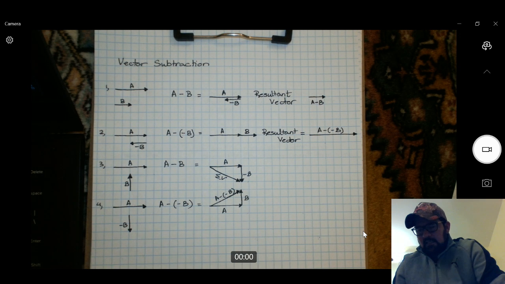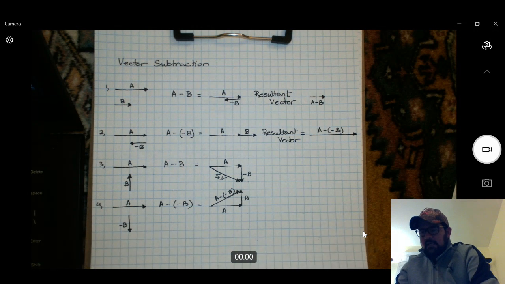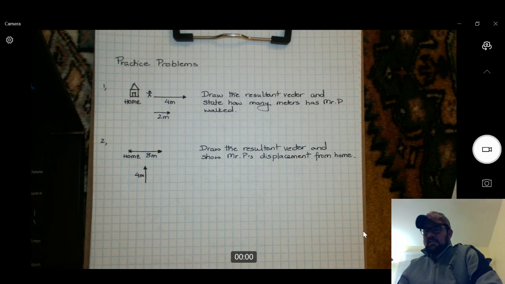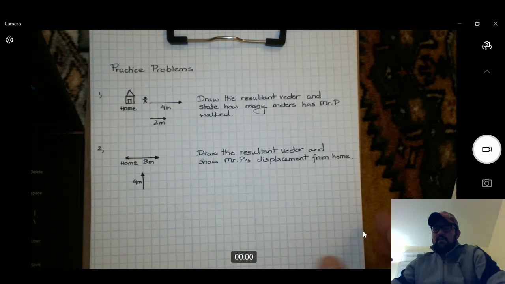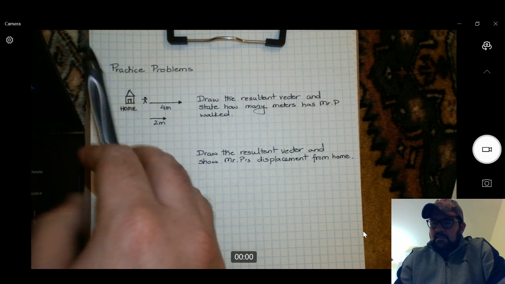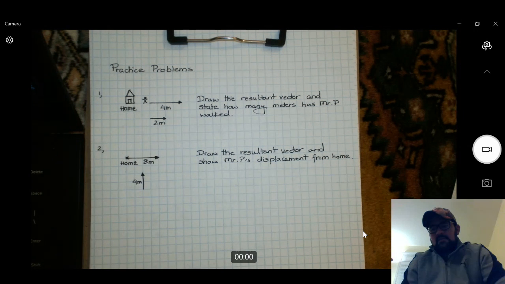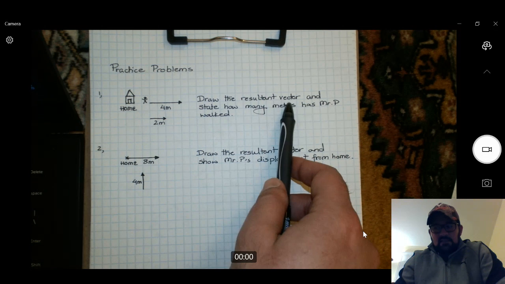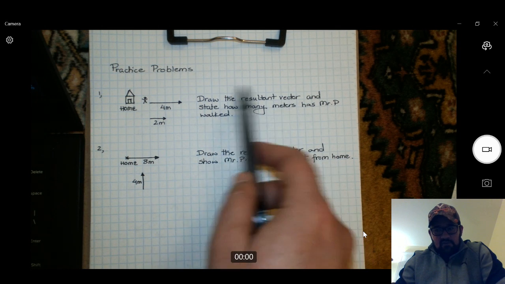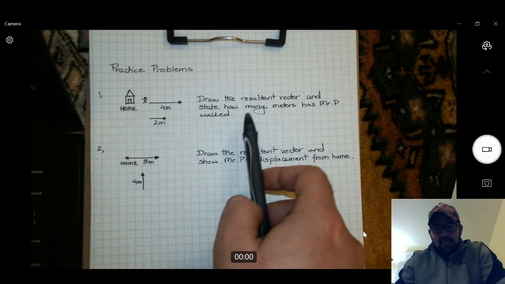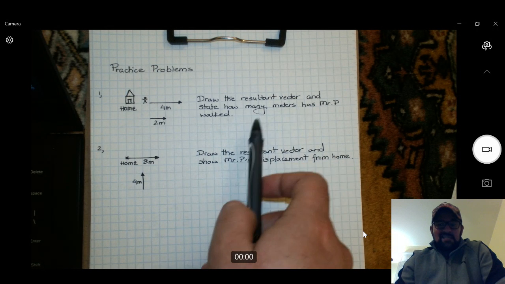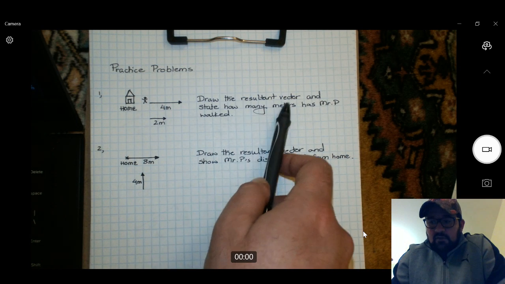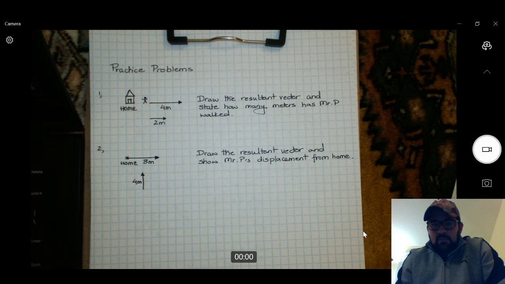So hopefully you're going to see some similarities between vector addition and vector subtraction, and also some similarities between your physics class and your math class. So here are two practice problems. In practice problem 1, this is my home, and Mr. Parvez walks 4 meters to the right, and then he walks 2 meters again to the right. The question is, please draw the resultant vector. First you're going to draw the resultant vector by placing these two head to tail, and then I want you to show me how many meters Mr. Parvez has actually walked. So tell me my total displacement. That's very important. I want you to draw the resultant vector and show me the total displacement from my home.